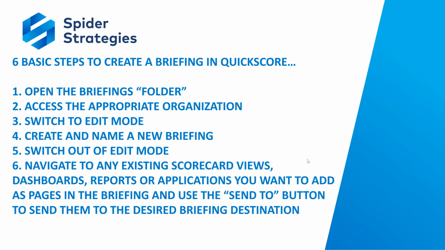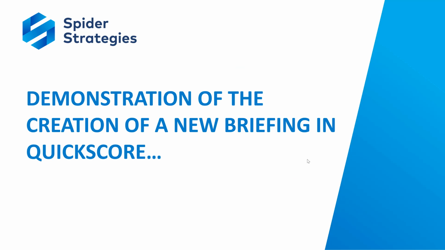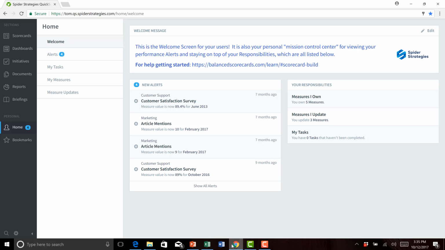Fourth, create a new briefing. Fifth, switch out of edit mode. And lastly, navigate to any existing scorecard views, dashboards, reports, or any applications that you want to add as pages in the briefing and use the Send To button to send them to your desired briefing. With that said, let's get into a demonstration of the creation of a new briefing in QuickScore.